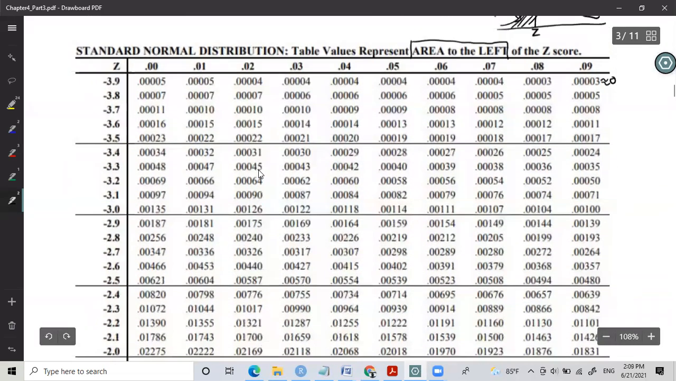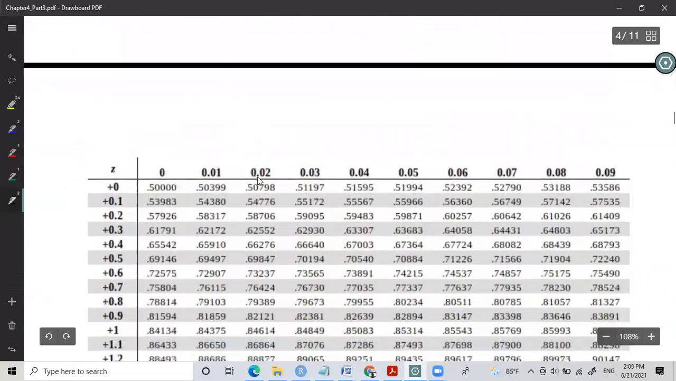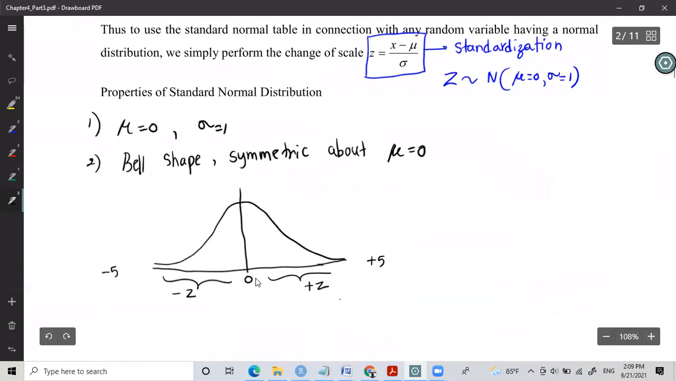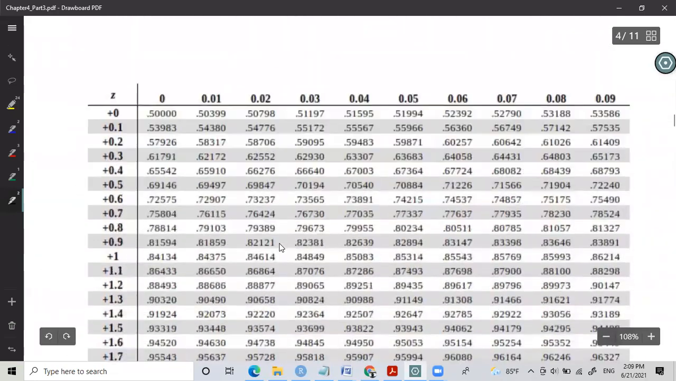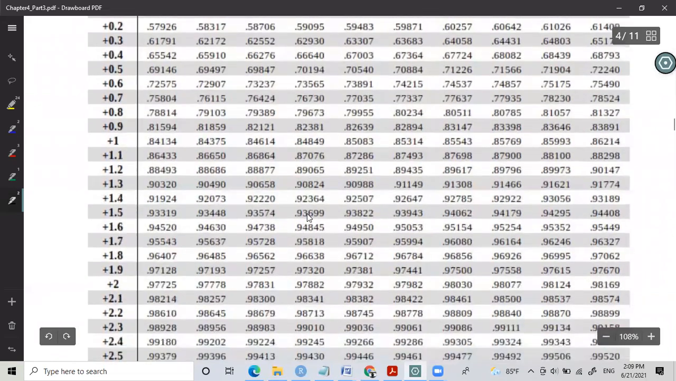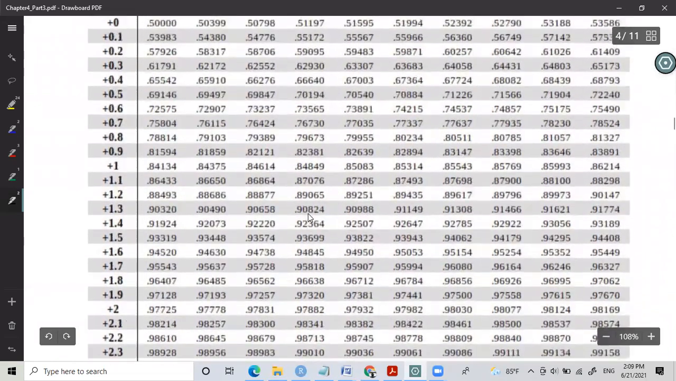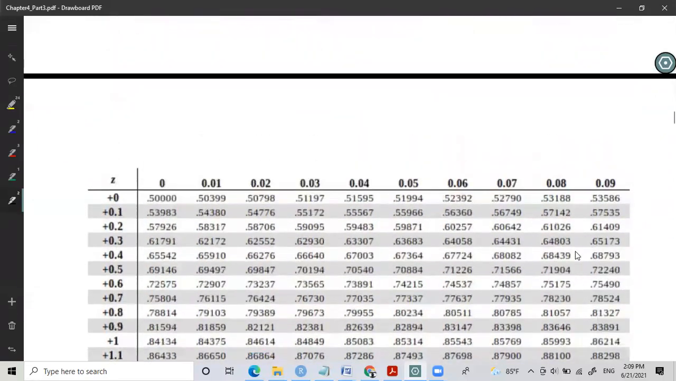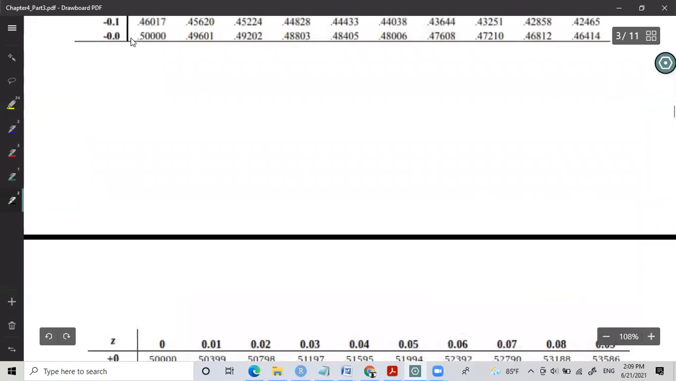Now let's look at the other page also. That is the right side, with the positive Z values. You have the other table. Even with one table, you can do the calculations, but it is easier when you have both pages. On this page, 0 up to 4 is given. The maximum probability is 0.99999, which is almost 1, the total probability. It starts with 0.5, where it ended on the previous page.